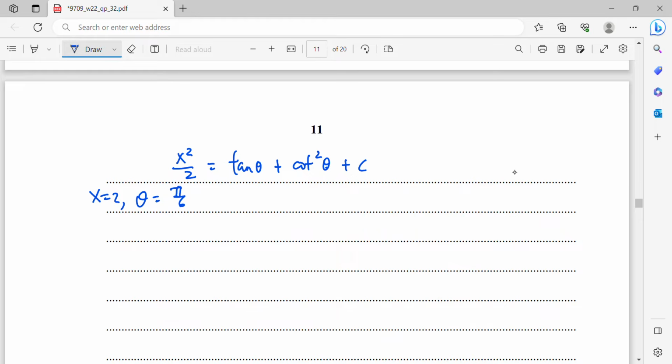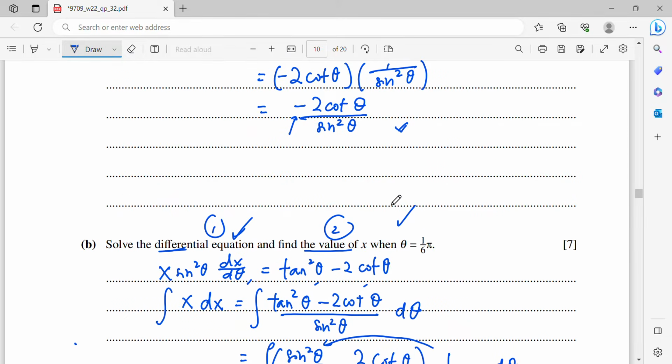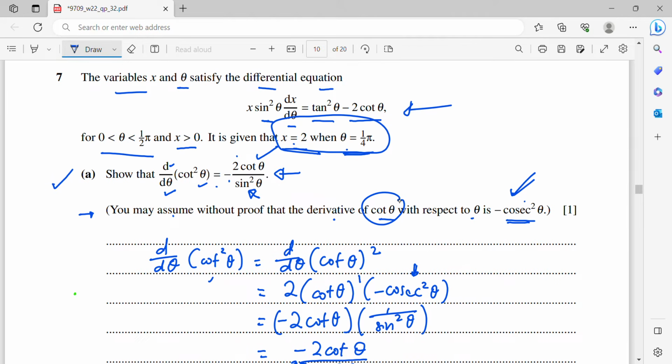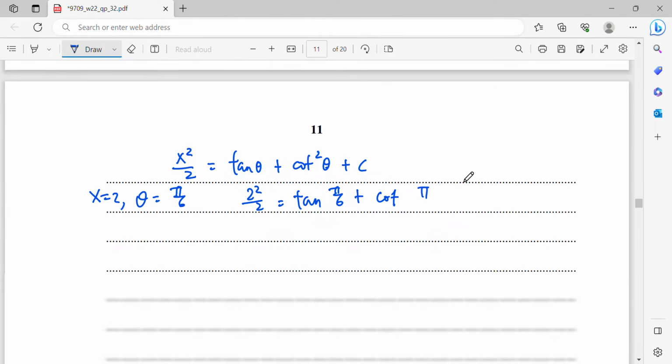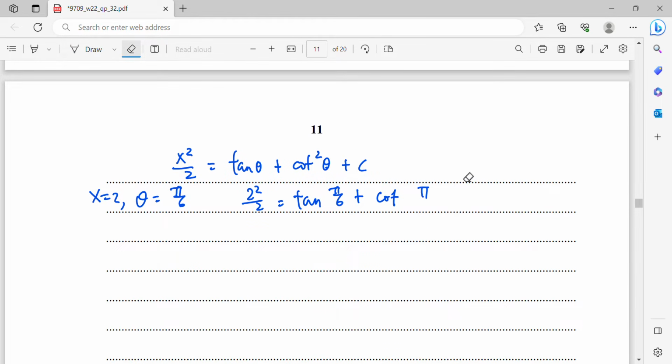So I will get 2 squared over 2 equals tangent pi over 6 plus cotangent. Wait, let me check back. Okay, mistake. Theta is pi over 4 when x equals 2. So it's not pi over 6. Pi over 6 is the next part. So here, pi over 4.